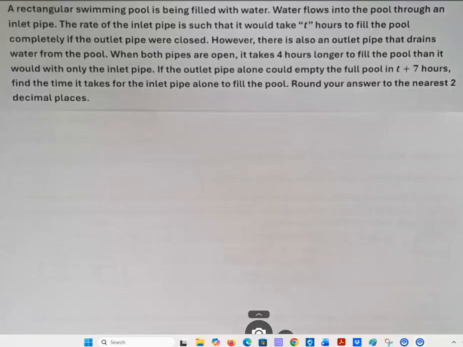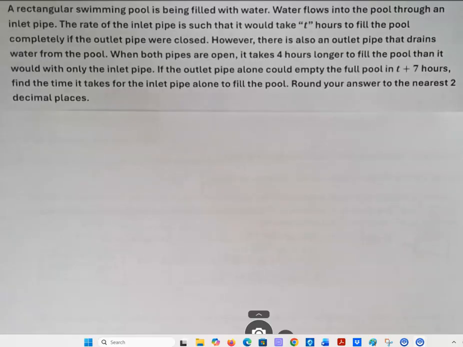So we have a rectangular swimming pool that's being filled, water flowing into the pool through an inlet pipe, and the rate of the inlet pipe is such that it would take T hours to fill the pool. We don't know how much that would be. That would be T hours if the outlet pipe were closed.